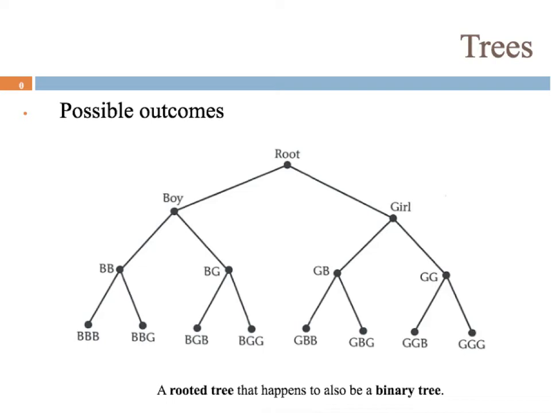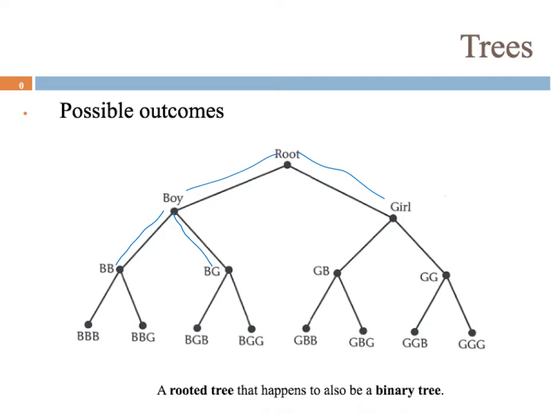Another example here, let's say a couple decides to have children, and there's a possibility that they could have a boy or they could have a girl. And then maybe after, let's say they have the first boy, the second one could be a boy, or we could have a boy and then have a girl.